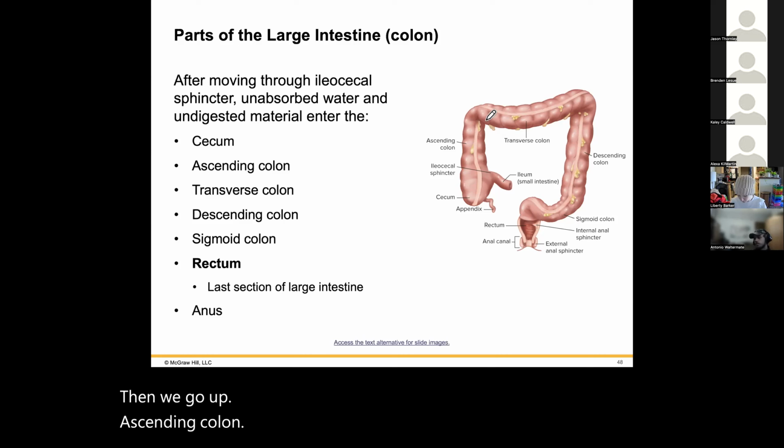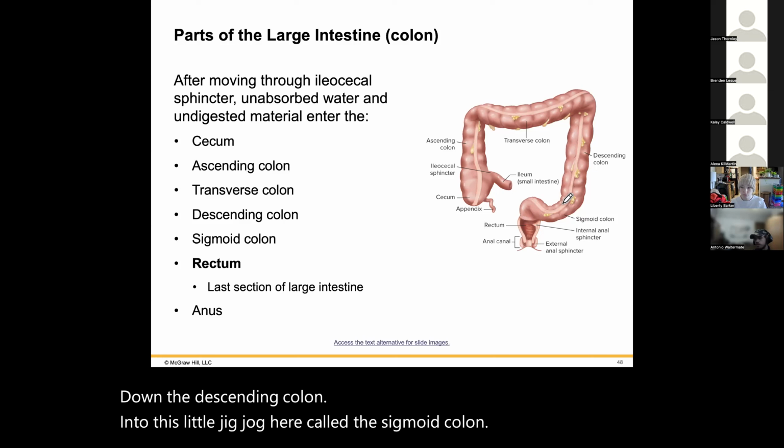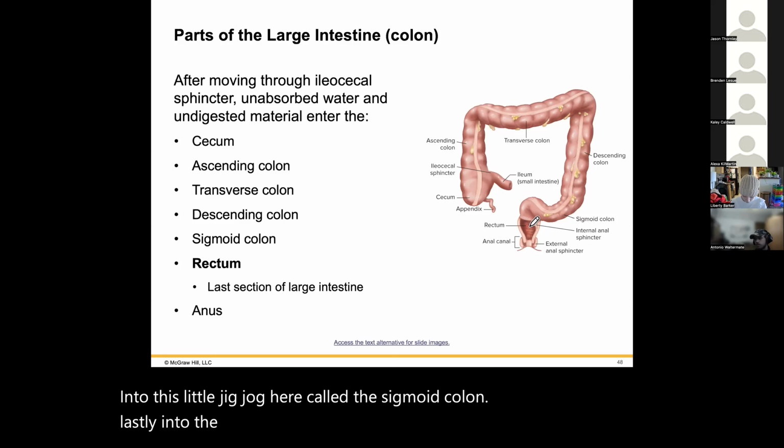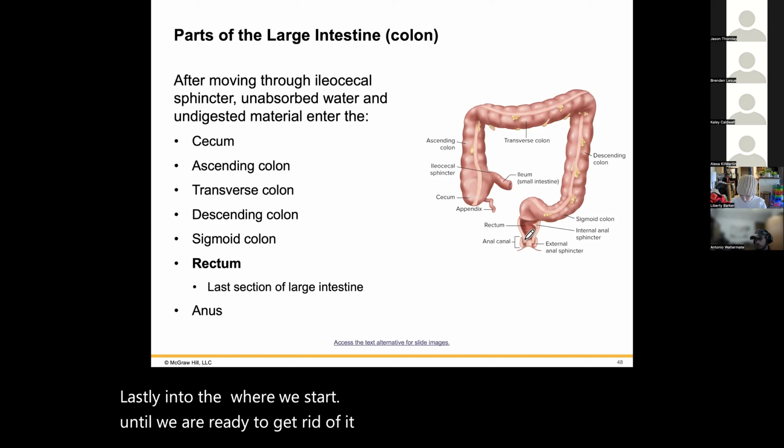across the transverse colon, down the descending colon, into this little jog here called the sigmoid colon. Lastly, into the rectum, where we store it until we are ready to get rid of it through defecation, and that goes out the anal canal, the anus.